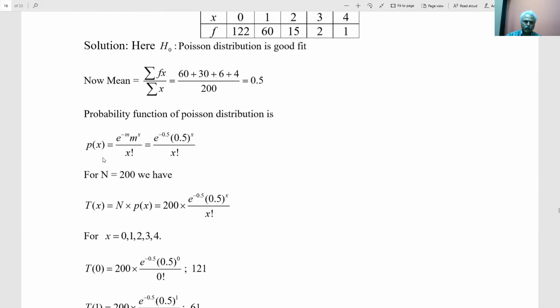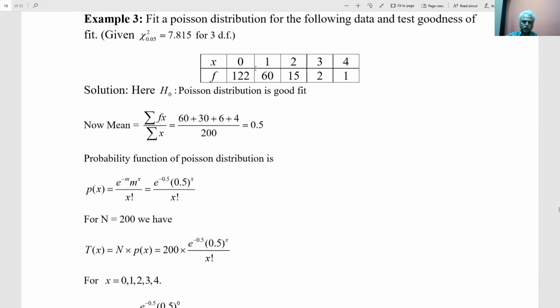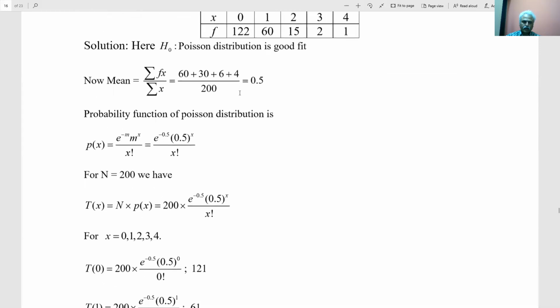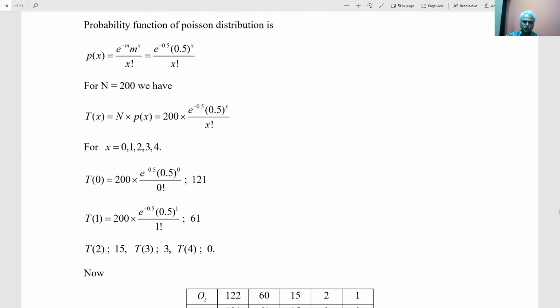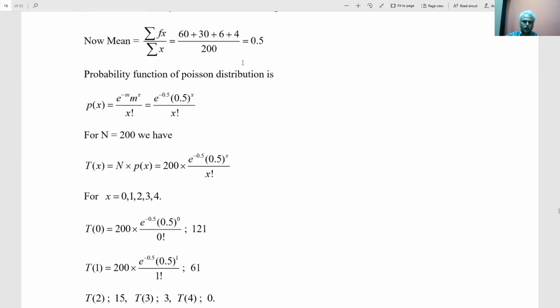We have already fit the data for the Poisson distribution. N into, that is 200 into this, these are the values of the expected frequency. For example, when x equal to 0, what is the value we are going to get? p of 0 means 0.5 raised to 0 is 1, 0 factorial is 1, e raised to minus 0.5, you have to use a calculator, e raised to minus 0.5 into 200 becomes 121. So instead of 122, we get 121.